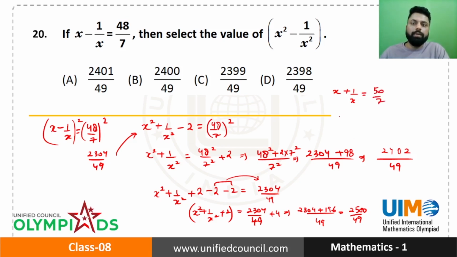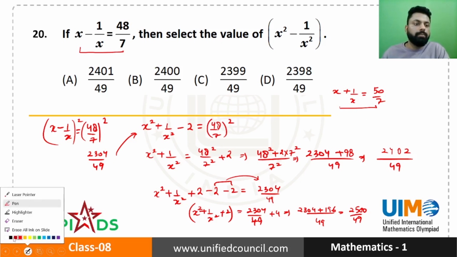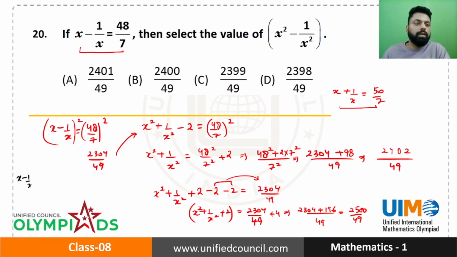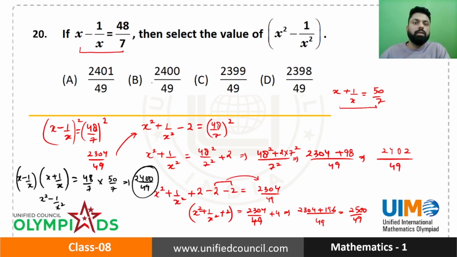Now after that we need to calculate the value of x square minus 1 upon x square. So let's find out the value of x minus 1 upon x. This is the value of x plus 1 upon x. So their product, x minus 1 upon x times x plus 1 upon x, that is 48 upon 7 into 50 upon 7, that is equal to 2400 upon 49. That's what the answer is, because this is equal to x square minus 1 upon x square. B option is the correct answer.